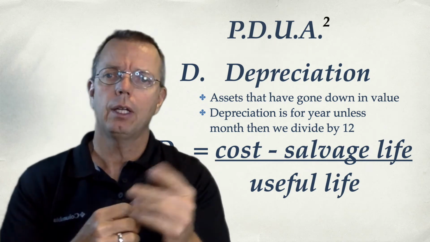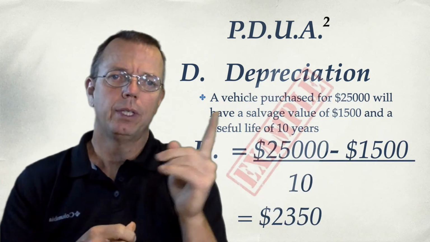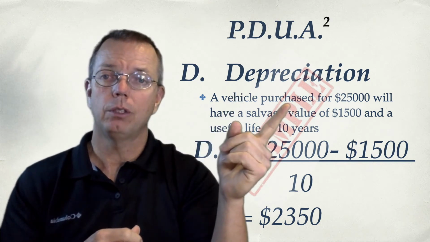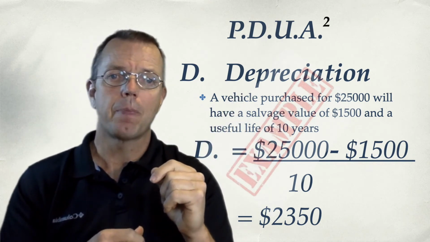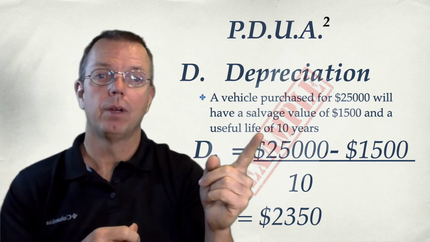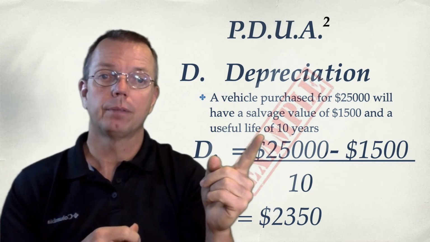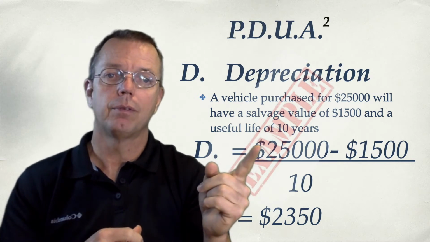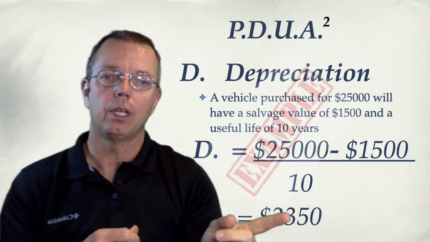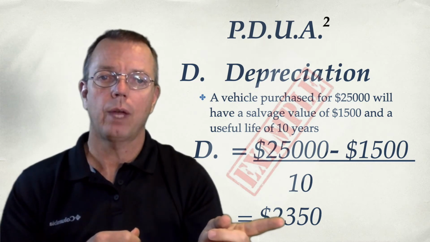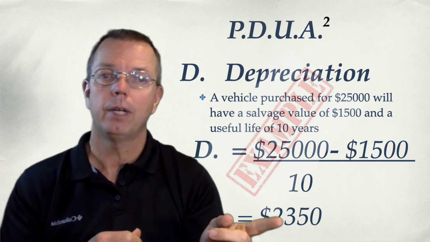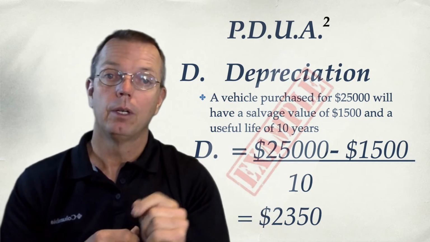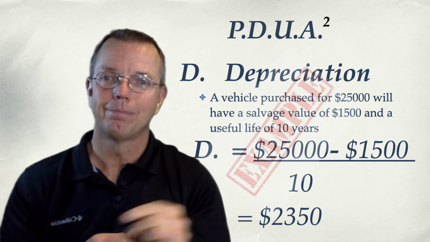So let's look at an example. In this example here, we purchased a vehicle for $25,000, more realistic, and it will have a salvage value of 1,500, and a useful life of 10 years. So that would give us a calculation of $2,350. All right, and that's for the year. Remember, if it was for the month, we'd have to divide that by 12. All right, so let's look at that further.